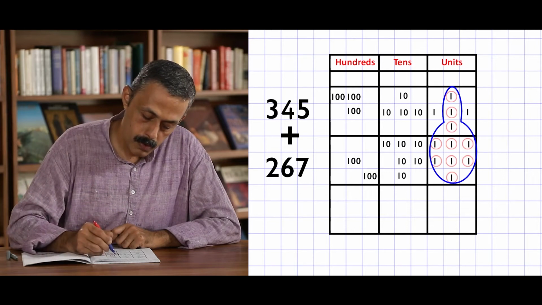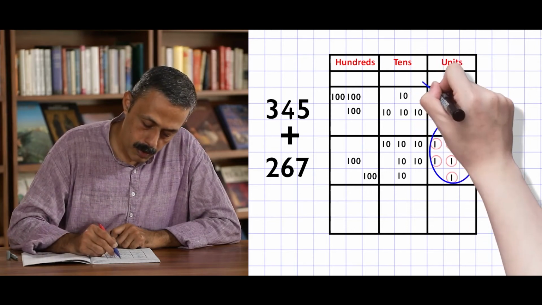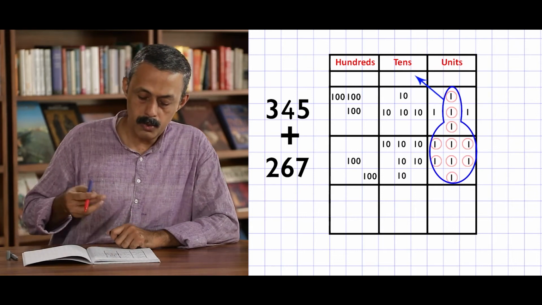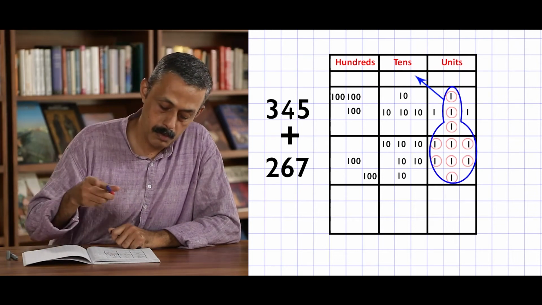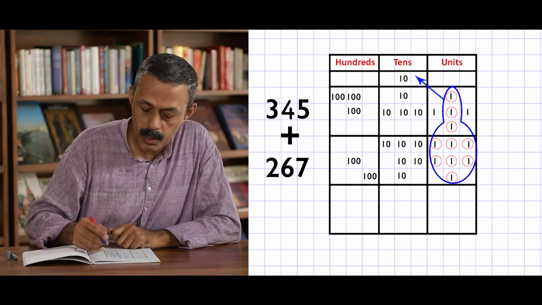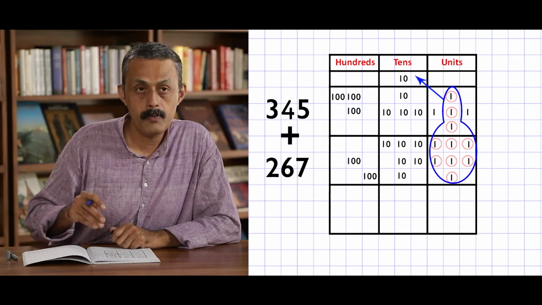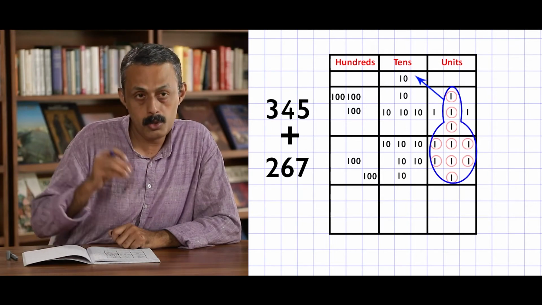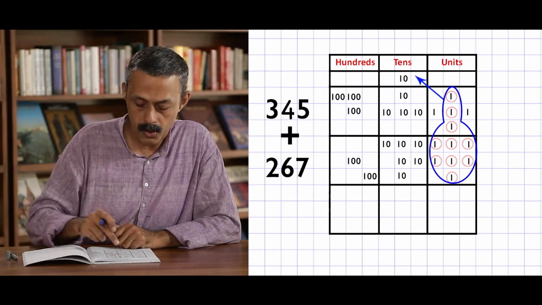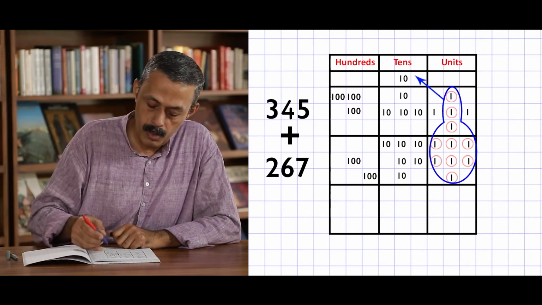What will we do with this group of 10? We will be regrouping it by taking away from the units place and putting it into the tens place. When we put 10 units together, like earlier, if you give 10 1 rupees, you get 1 10 rupees. And if you give 10 yellow cubes, you get 1 blue rod. This is what we did here too.